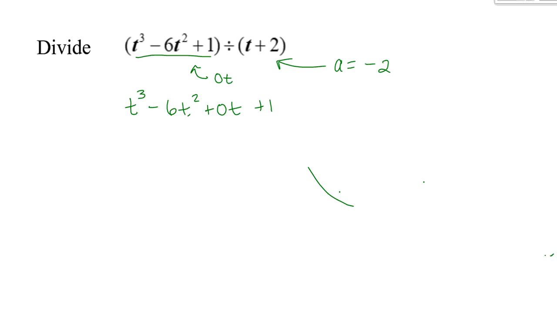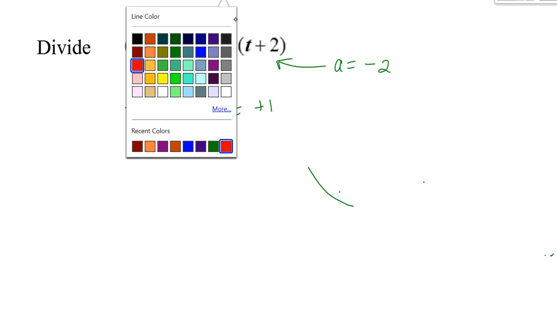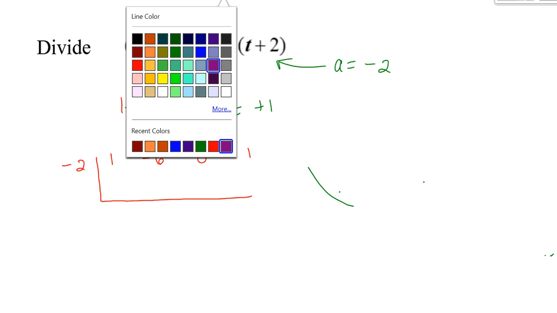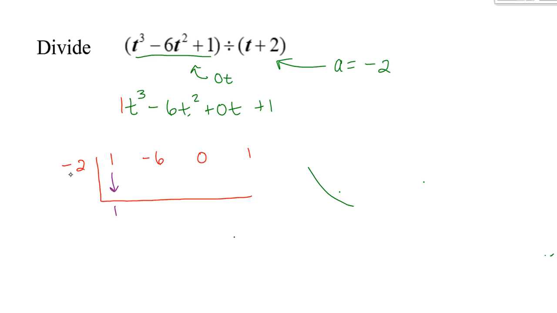Doesn't matter what the variables are. What matters is where you place them. So negative 2 on the outside. Inside will be 1, space, negative 6, space, 0, space, 1. The process says start with bringing down the first number, multiplying diagonally right above, and add. Multiply diagonally right above and add. Negative 32, add. So negative 31, that's going to be our remainder.